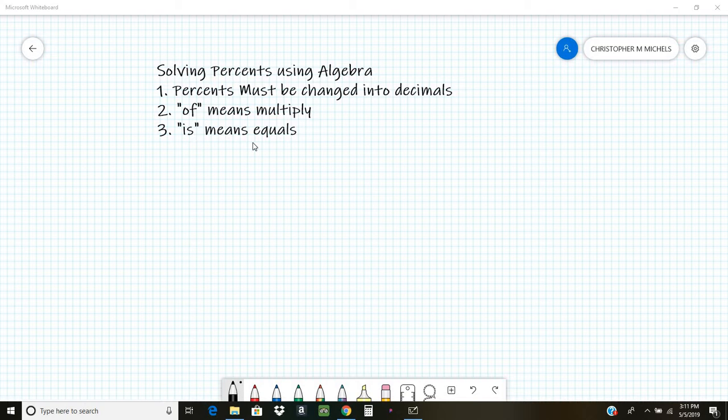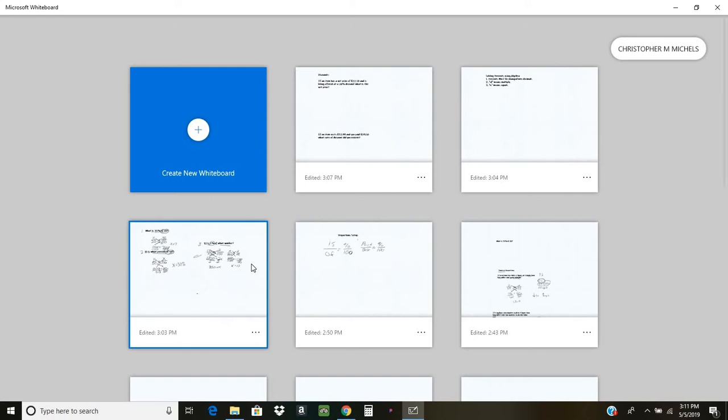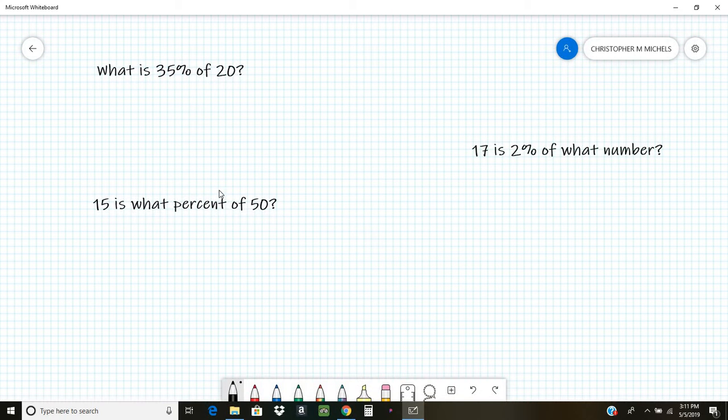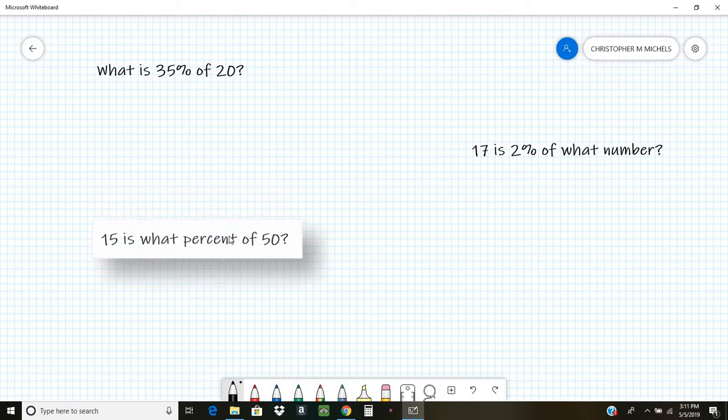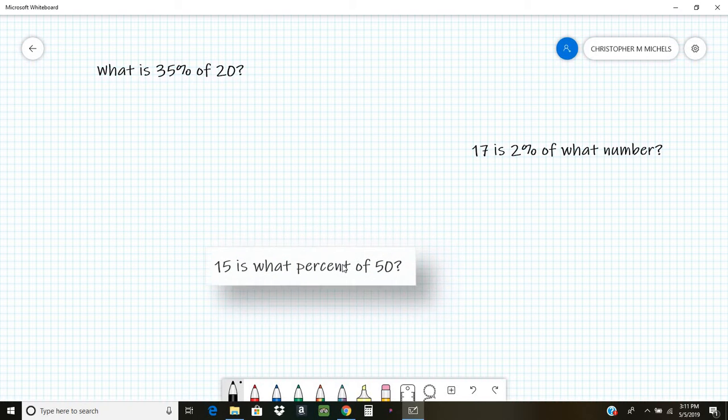Another big one, math lingo wise, is "is." Is means equals. Okay, so let's look at those same problems we did last time, except we'll take it from a different perspective. Okay, give myself some more space here. Okay, so look, and again, here's probably the most classic proportion application you can deal with: finding the percentage of a number.